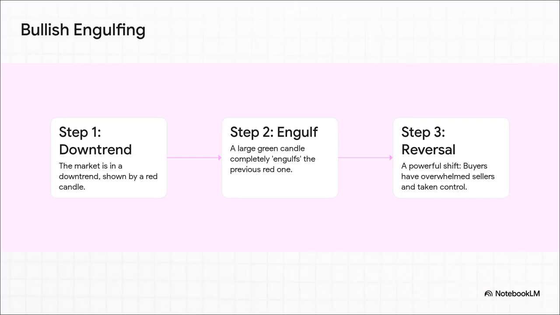So picture this. The market's been heading down, right? You see a red candle, but then the next candle is this huge, powerful green one that completely swallows, or engulfs, the entire red candle before it. This isn't just a small win for buyers. This is a massive takeover. It's a sign that the whole mood of the market might be flipping.